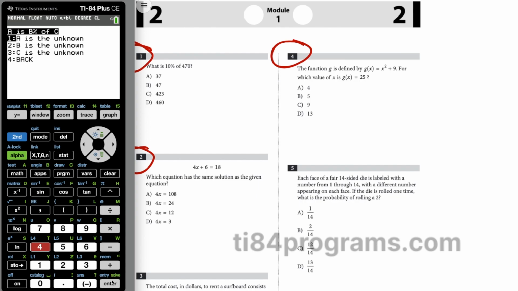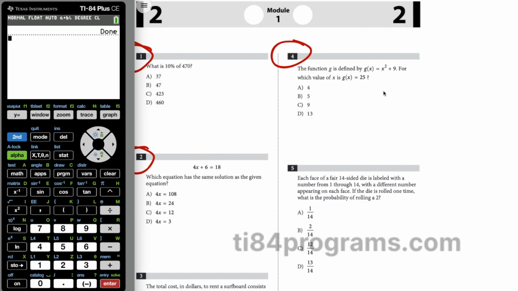So we're going to do A is the unknown. And then we're going to say the B value is the percent, so that's 10. And then the value of C, so of 470. And then we get the answer is 47. So 47 is the answer there.